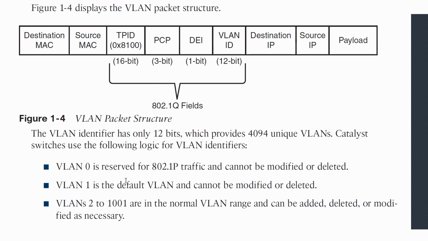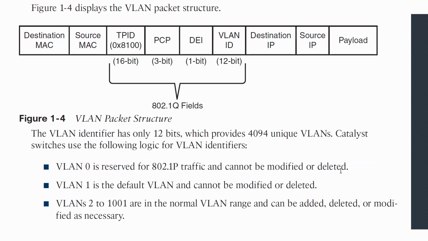Now, the VLAN identifier, it has only how many bits? 12 bits, which provide us 4094 unique VLANs because 0 and 4095 are reserved. Catalyst switches use the following logic for VLAN identifiers. VLAN 0 is reserved for 802.1p traffic, which is basically real-time communication traffic like voice over IP. This cannot be modified or deleted.